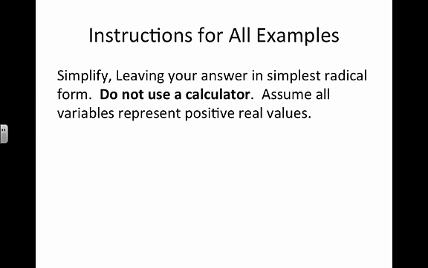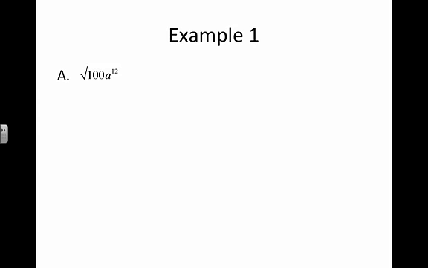Simplify, leaving your answer in simplest radical form. Do not use a calculator. Assume all variables represent positive real values. So we've got the square root of 100a to the 12th power. Whenever you have a plain square root, there is an understood index of 2. So we want to get both factors written as something to the second power.